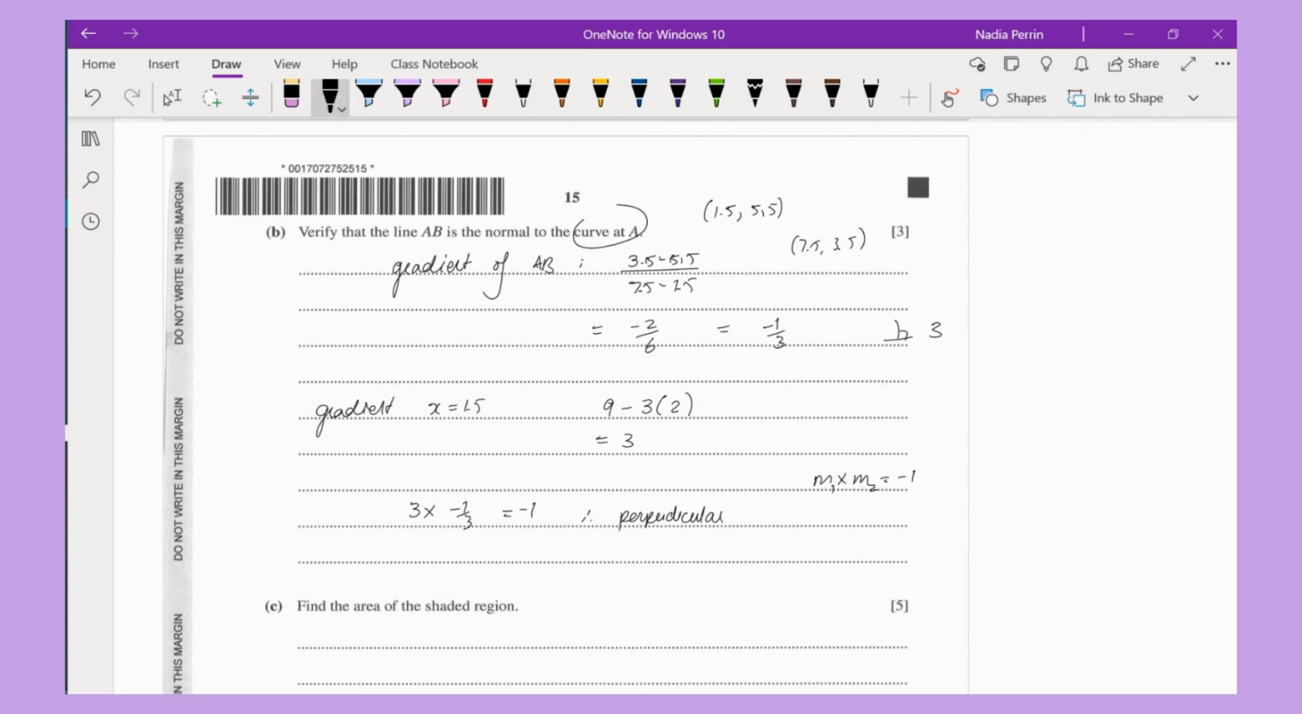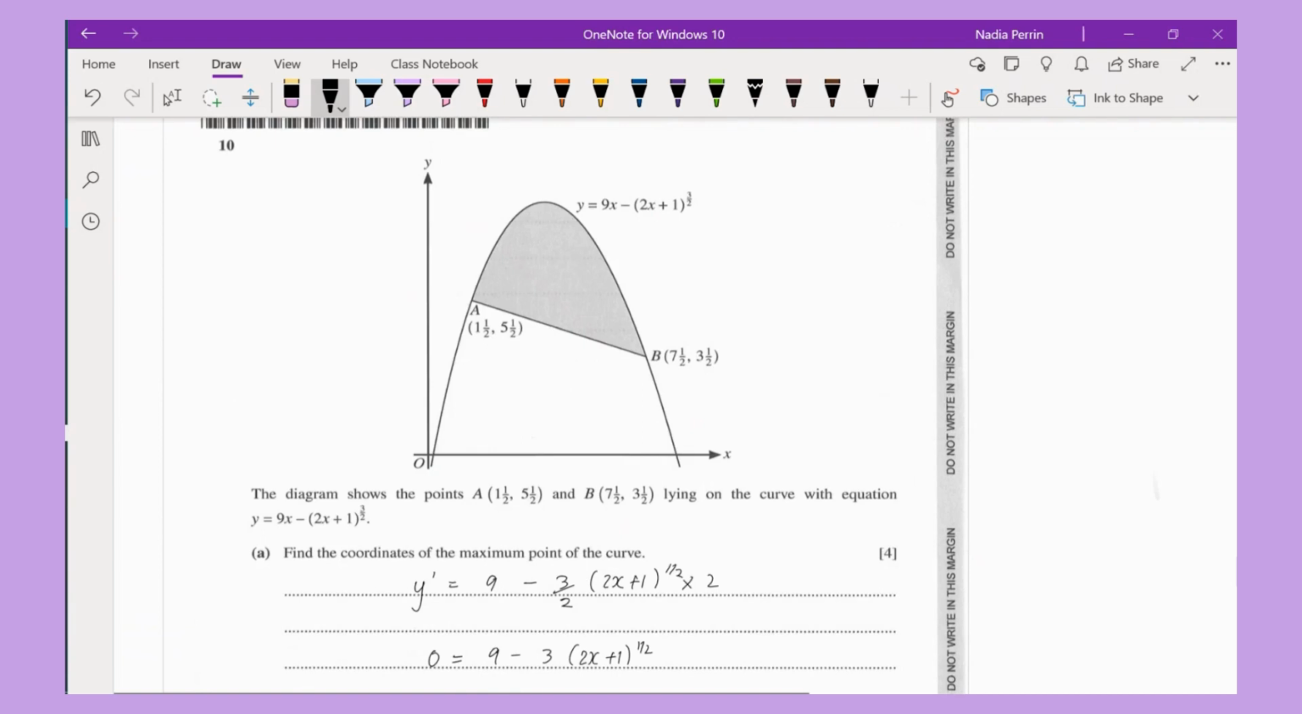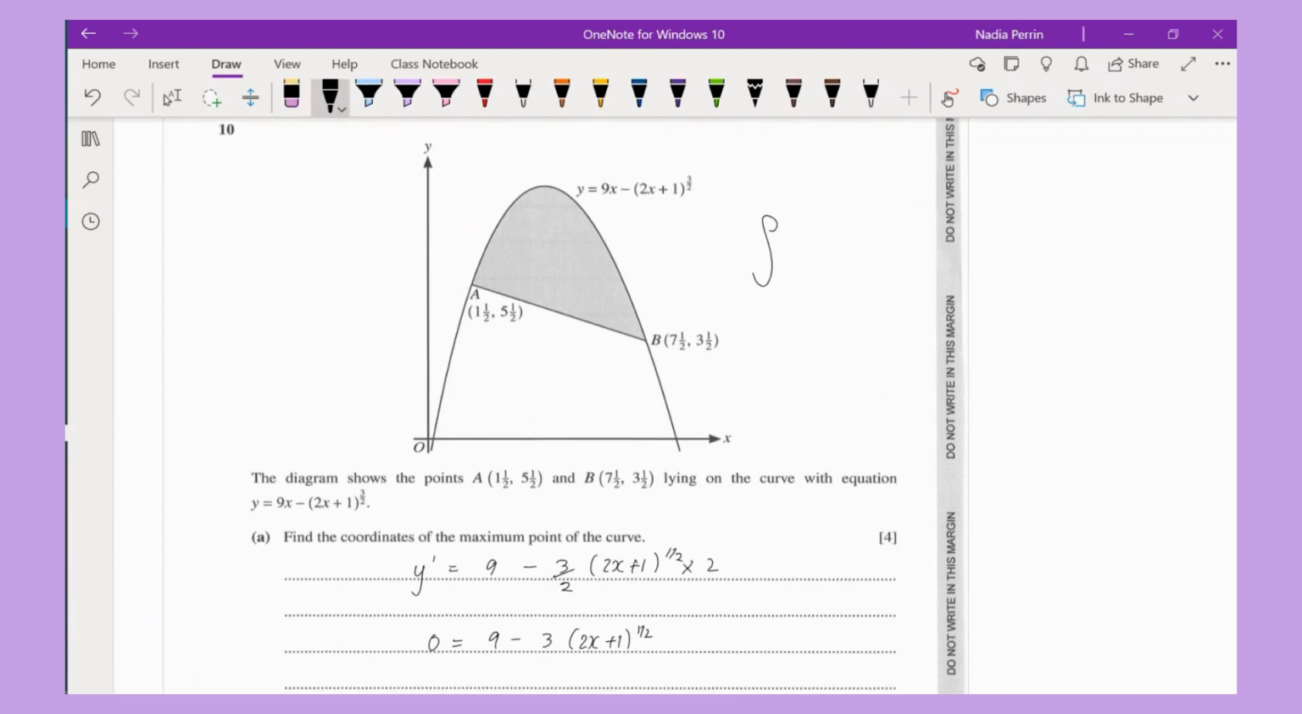And lastly, but definitely not least, we need to find the area. So to find the area, you're going to want to integrate. You're going to integrate the top function. And then you need to subtract integrating the bottom function. So we need to find the equation of that line, equation AB. And we need to do it between these 2 points. So we're essentially doing it between here and here. So 7.5 and 1.5.